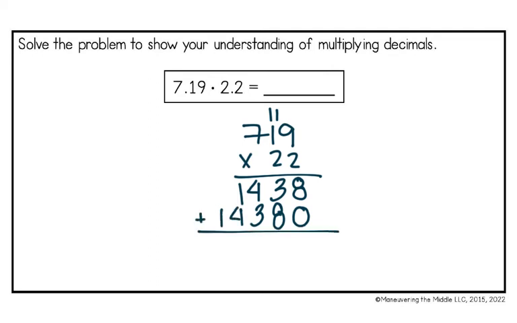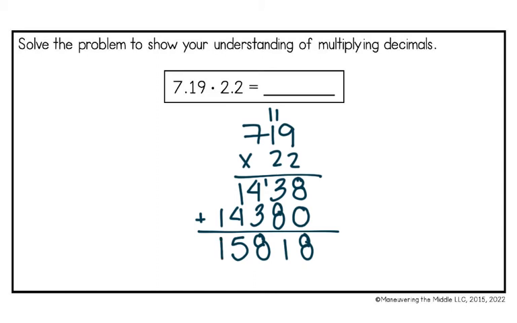And now I add that together. 8 plus 0 is 8. 3 plus 8 is 11. Put down 1. Carry the 1. 4 plus 3 is 7. Plus 1 is 8. 1 plus 4 is 5. And 1 plus nothing is 1.